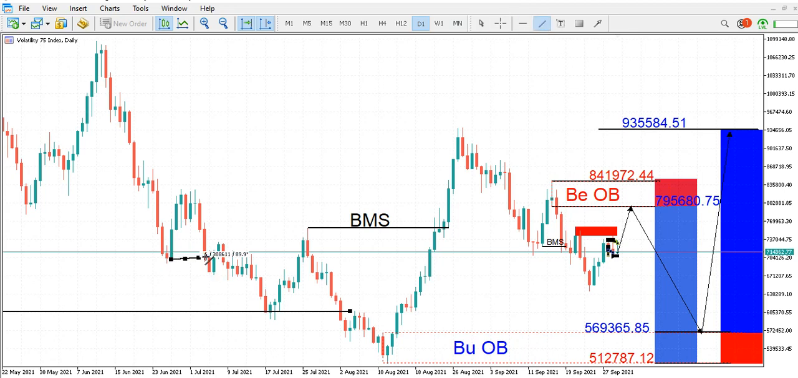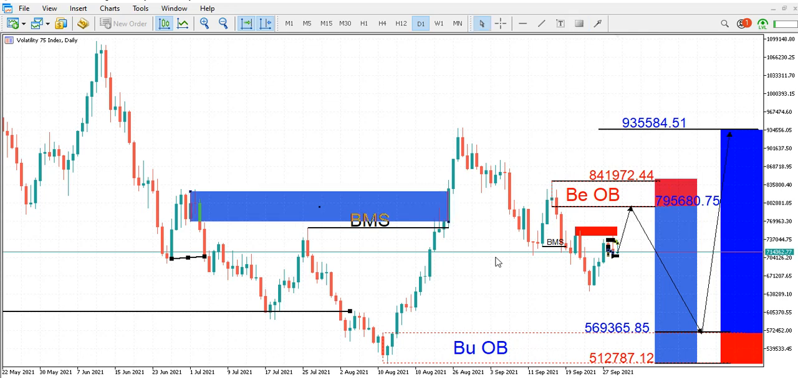This is a break of market structure here, and this candle here is an order block. Price was supposed to sell here, but it was violated with this move. Therefore, it guarantees this move down here as a 100% valid bullish order block. Okay, so now we'll take this out.